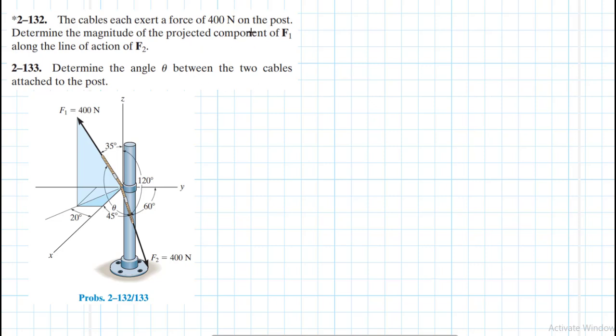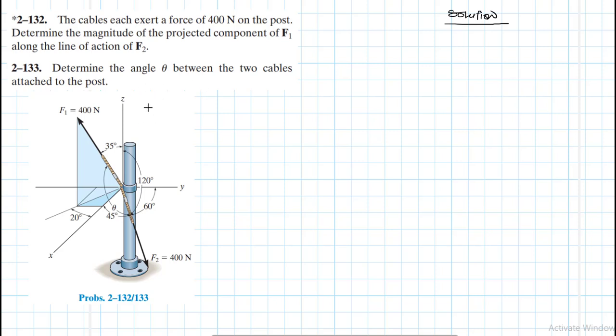The problem reads: the cables each exert a force of 400 newtons on the post. Determine the magnitude of the projected component of F1 along the line of action of F2. The follow-up question is to determine the angle theta between the two cables attached to the post. This problem is from the Engineering Mechanics Statics textbook, 13th edition, by R.C. Hibbeler.